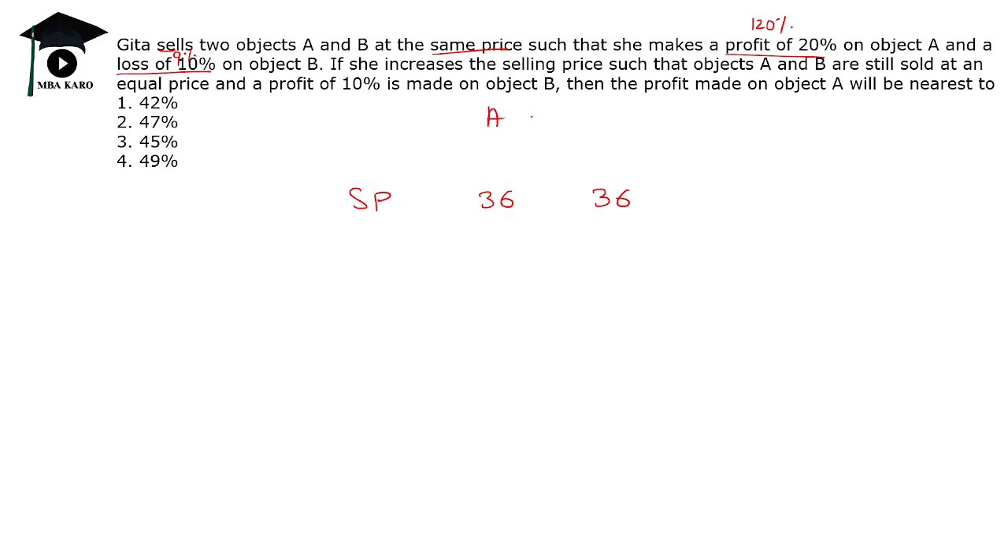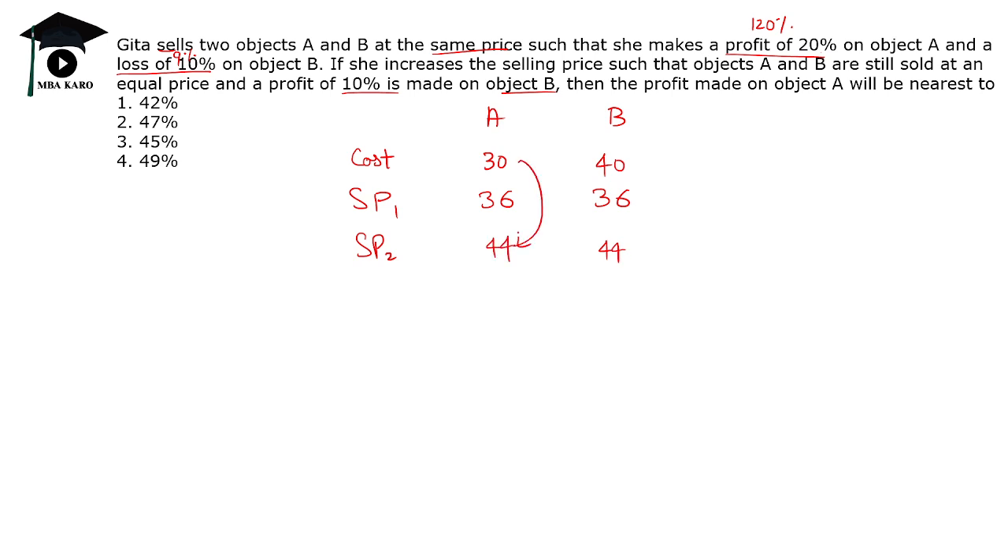Okay, so there are two items A and B. Now cost is, first cost is 20% profit, that means cost must have been 30, and 10% loss, the cost must have been 40. Now if she increases the selling price such that objects A and B are still sold at an equal price and a profit of 10% is made on object B. Okay, so now the new selling price, this was the first selling price, new selling price is 10% profit on object B. Okay, so object B is now sold at 44, so this will also be sold at 44.